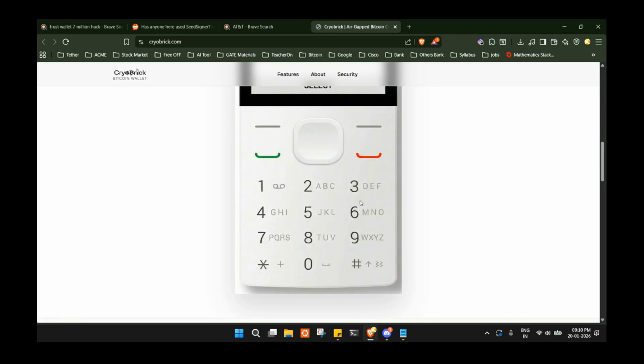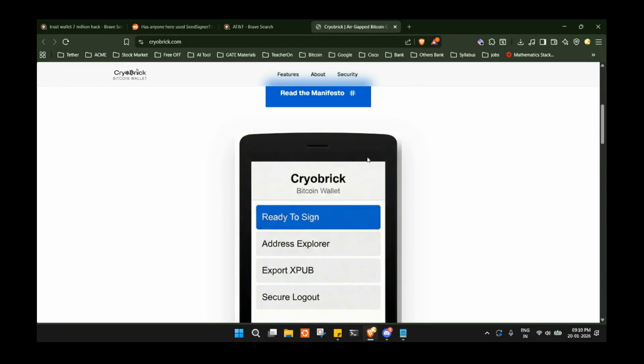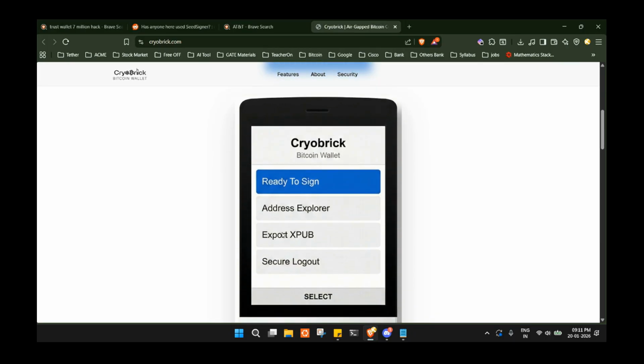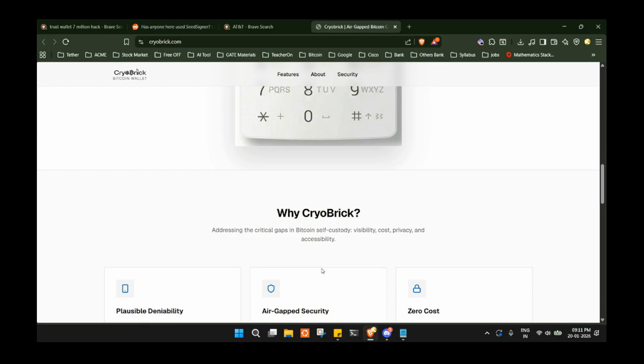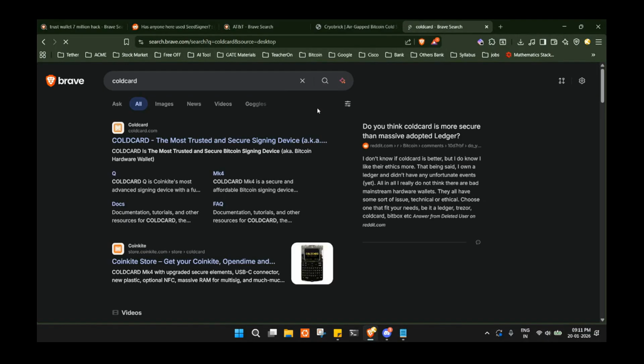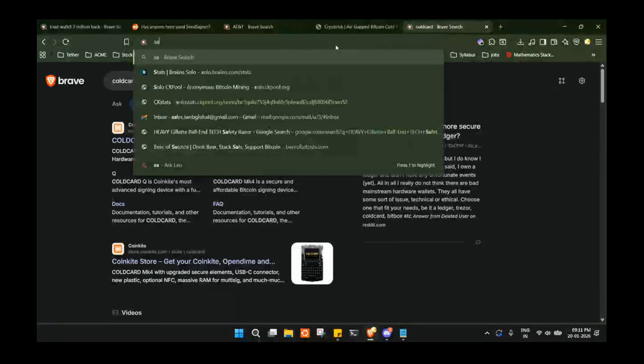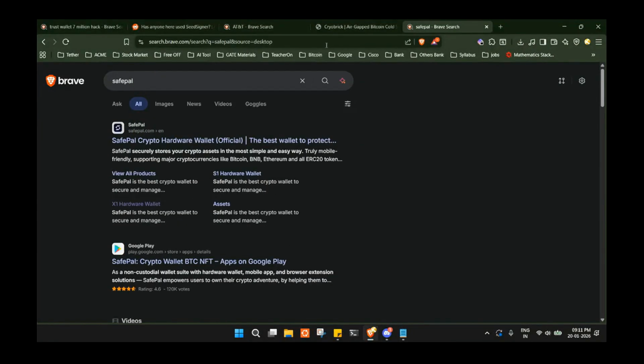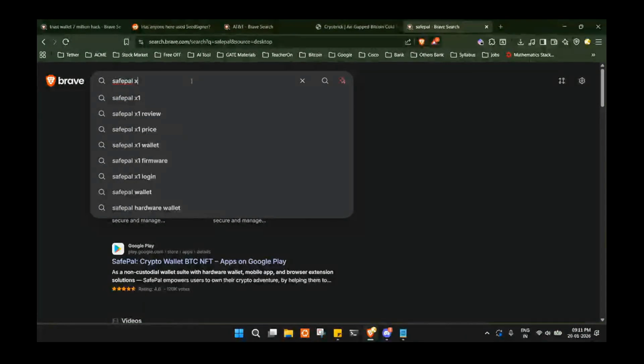One more thing I want to add. This is also a plus point: if a wallet is not looking like a wallet, that is also something that helps, because people will not focus on you. And yeah, Coldcard also doesn't look like a keyboard. I would say if someone has done engineering, he would say this is a calculator, because it looks like a scientific calculator. Even the SafePal one also looks like a calculator only.